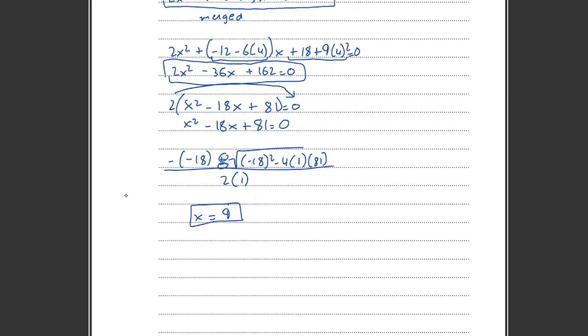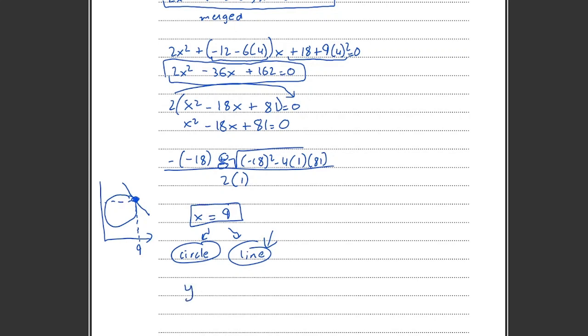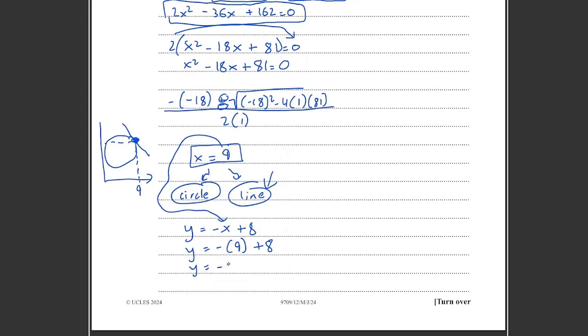So if this is the intersection point, we know the x coordinate is 9, and now we just need to find the y coordinate. You can put the x coordinate into the circle equation, or into the line equation, or any of these equations, and it's going to give you the y coordinate. I'm just going to choose the line equation because it's simpler. The line equation is y equals minus x plus 8, so y equals minus 9 plus 8, which gives you negative 1.